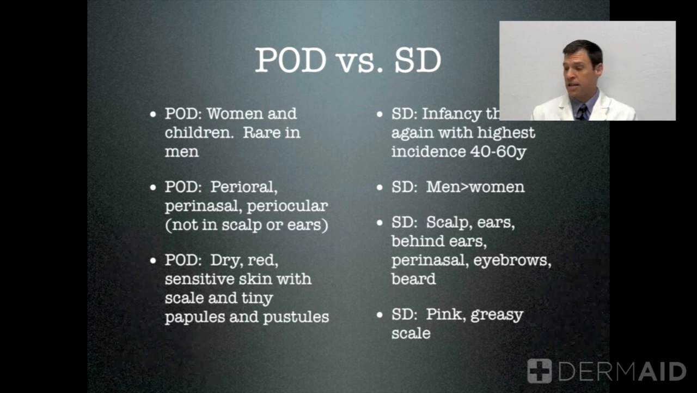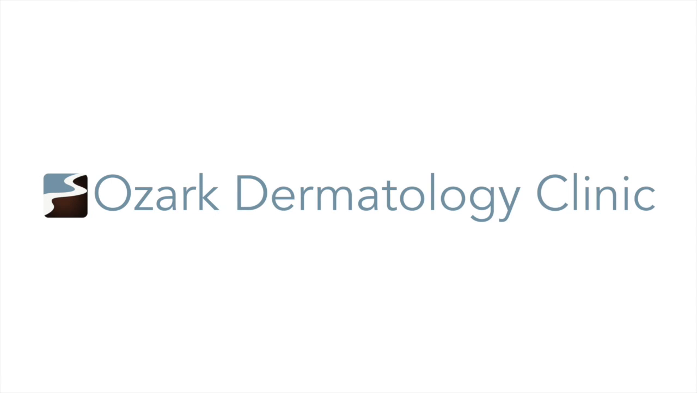Seborrheic dermatitis we can see in infancy, but the highest incidence is in men, more so than women, around the age of 40 to 60 years of age. And again, women and children in perioral dermatitis. The scale is somewhat different as well. In seborrheic dermatitis it's more pink and kind of an oily scale, whereas the skin tends to be more sensitive in perioral dermatitis.